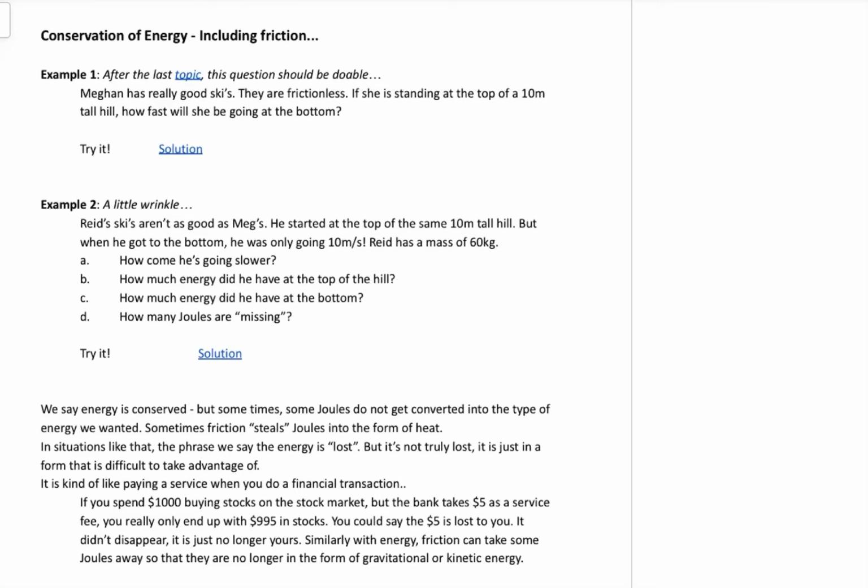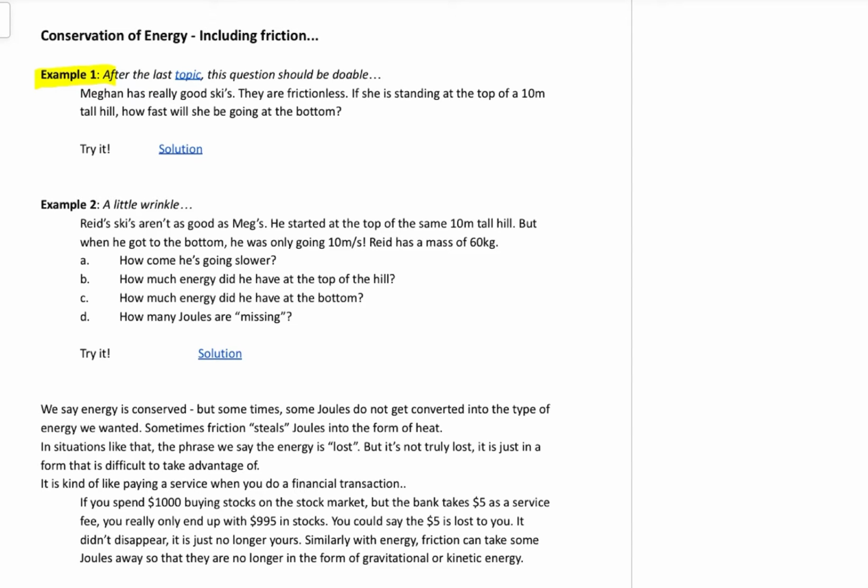The topic of the day is still conservation of energy, but now we're adding this wrinkle. We're talking about situations where friction kind of messes with things and steals some joules away. So hopefully before starting this, you've gone through example one, which was just classic conservation of energy.